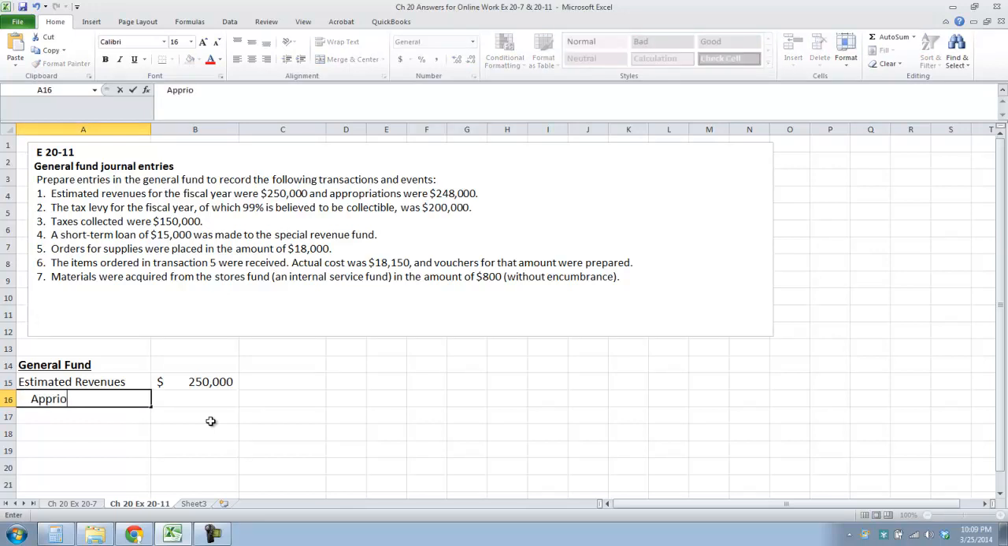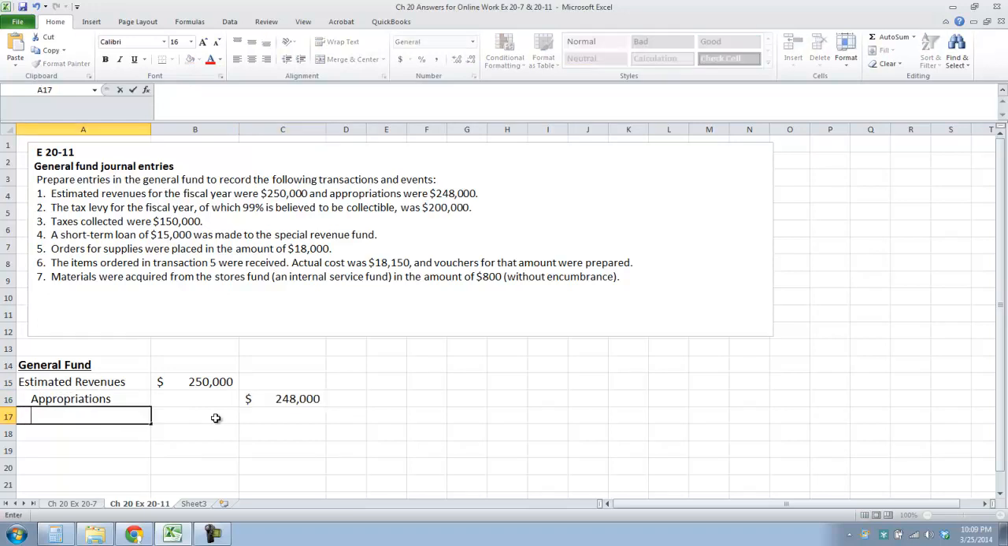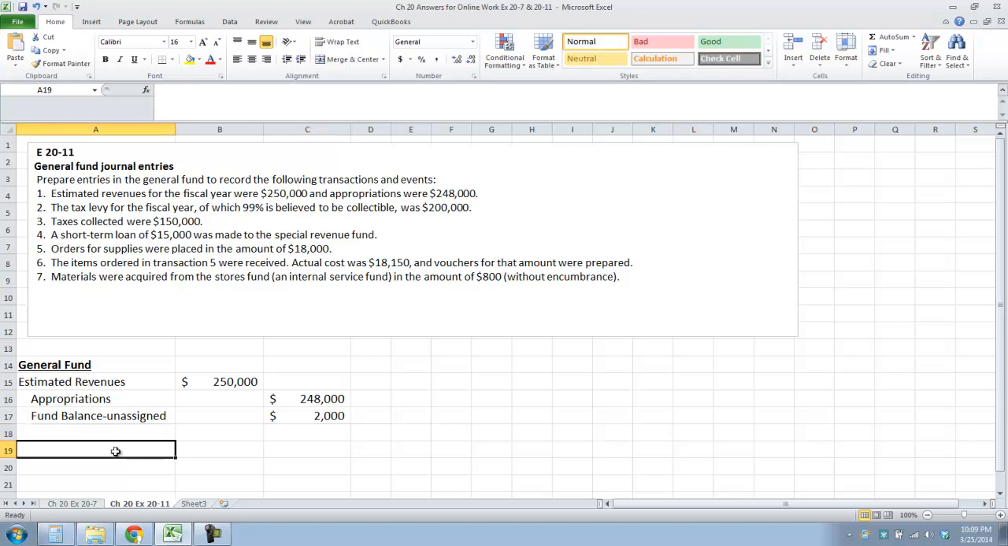Appropriations, or expenditures, were $248,000, and the difference between these two accounts is fund balance unassigned. And that's $2,000. So that's the amount of the fund balance that has not been assigned.